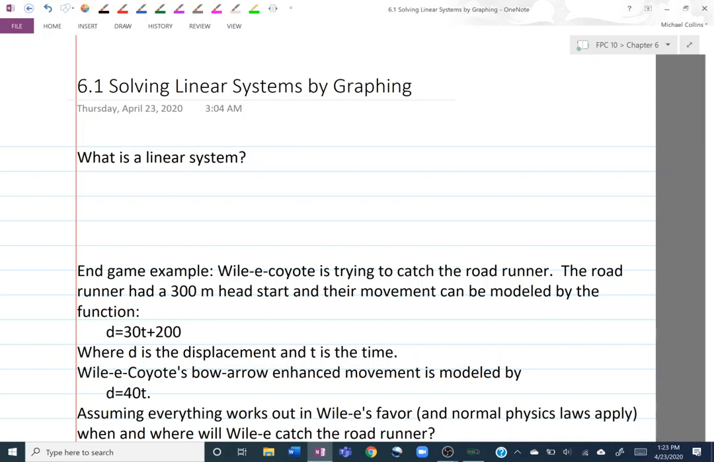To start with, we should probably talk about what is a linear system. A linear system is two or more, usually just two, linear equations.